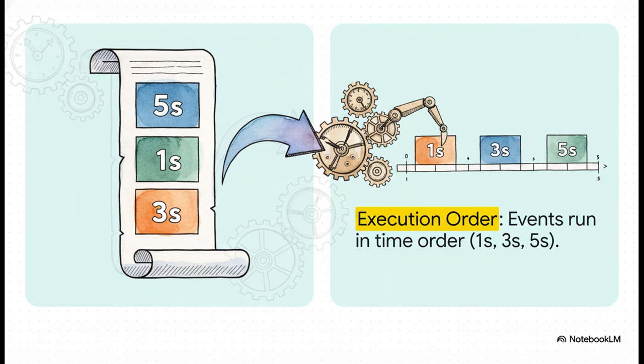Now, here's where it gets really interesting, and this is the key takeaway. Imagine we're writing code and we schedule events in a weird order. First one at 5 seconds, then one at 1 second, and then another at 3 seconds. When the simulation actually runs, what do you think happens? It processes them in perfect chronological order. 1 second, then 3 seconds, then 5 seconds. The crucial point here is that the execution order has nothing to do with the order in your code. It depends only on the scheduled time.